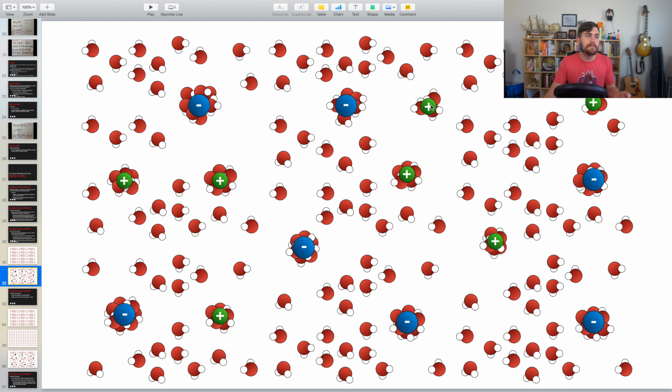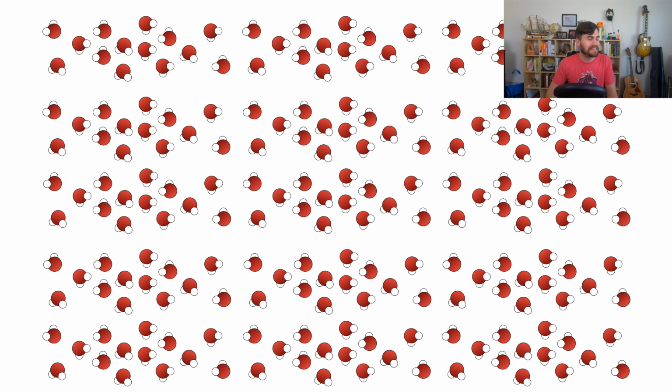So that's what I mean by there's less water available. Those ones that are attached to the ionic compounds, it takes a lot of energy to pull them away. That's what causes the water to evaporate at a slower rate. So we go from this to this.